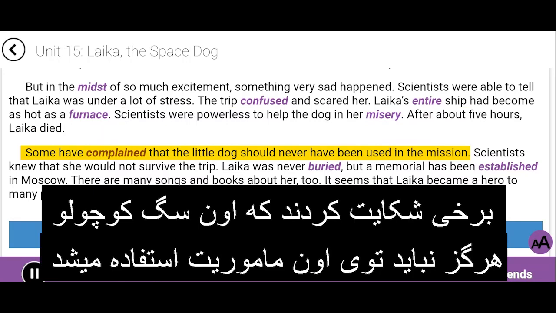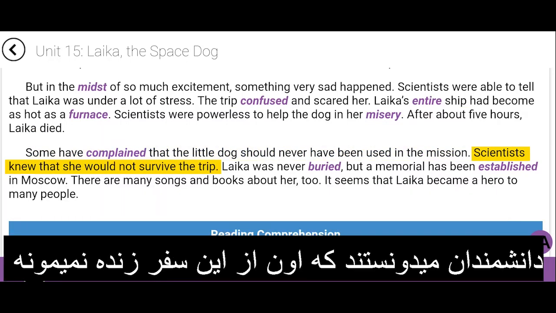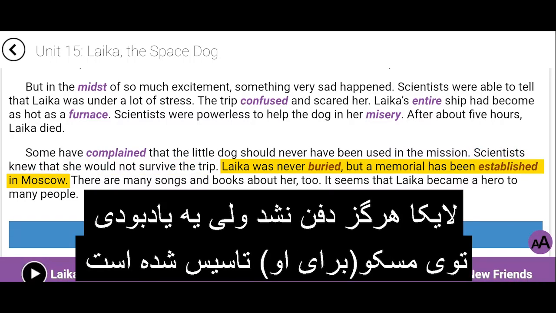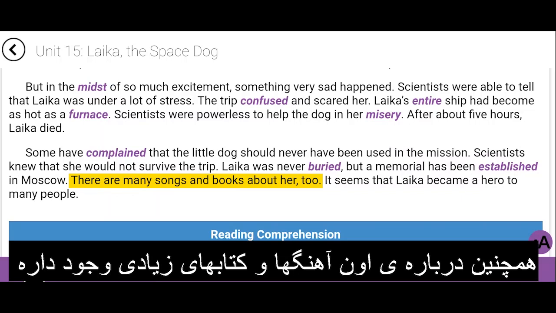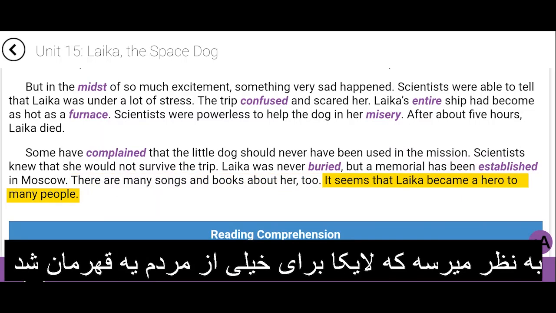Some have complained that the little dog should never have been used in the mission. Scientists knew that she would not survive the trip. Laika was never buried, but a memorial has been established in Moscow. There are many songs and books about her, too. It seems that Laika became a hero to many people.